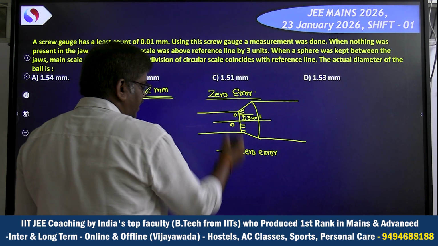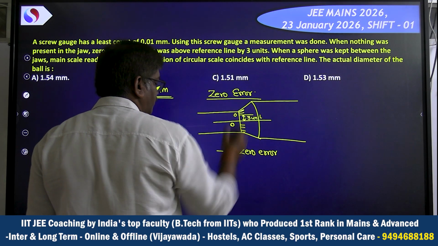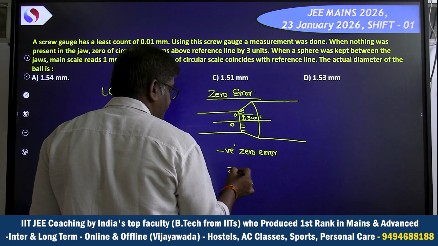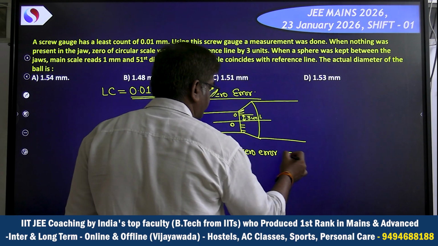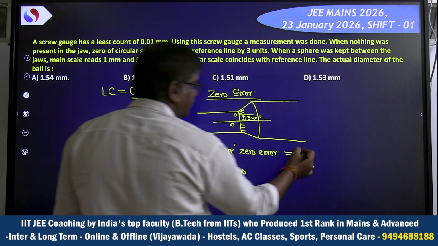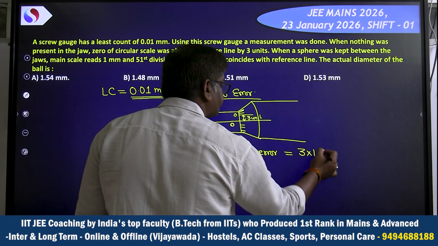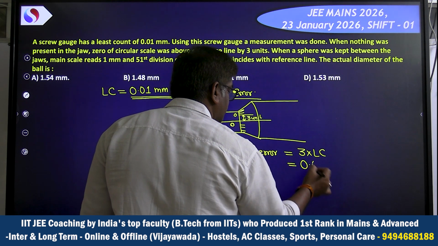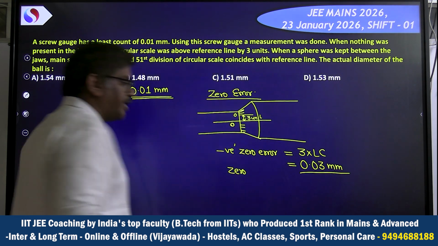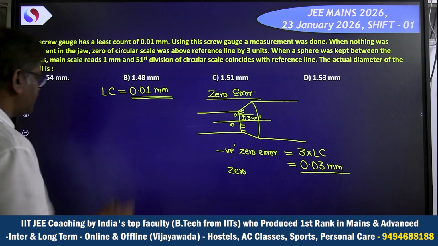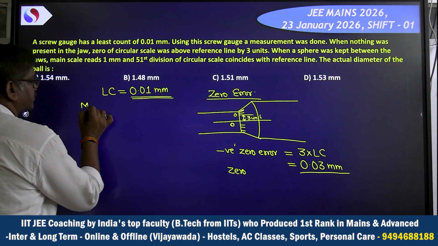So anyway, if I calculate the value of the 0 error, the negative 0 error value will be 3 units into the least count, which is coming to 0.03 mm. 0.03 mm. Now let's talk about the measured value.